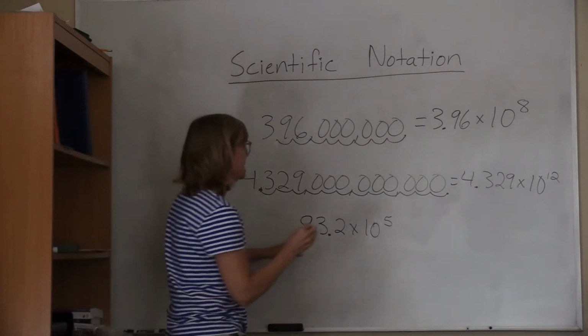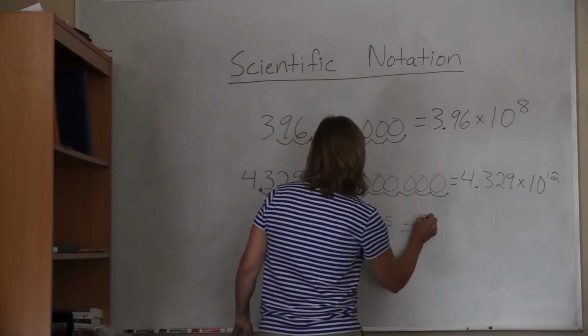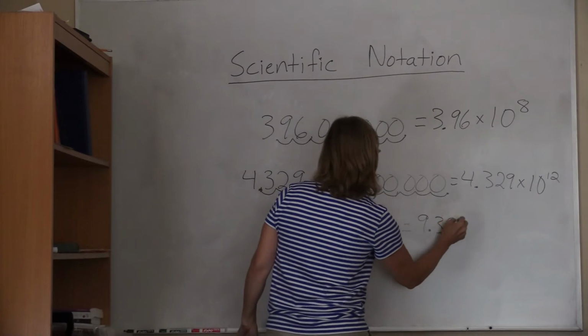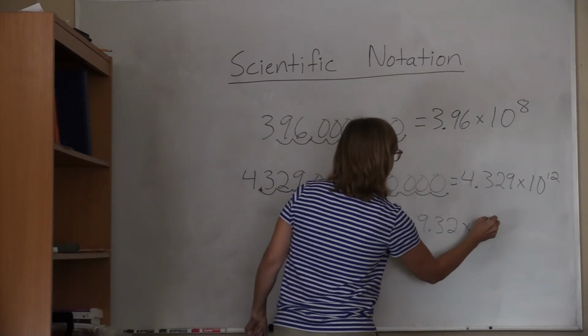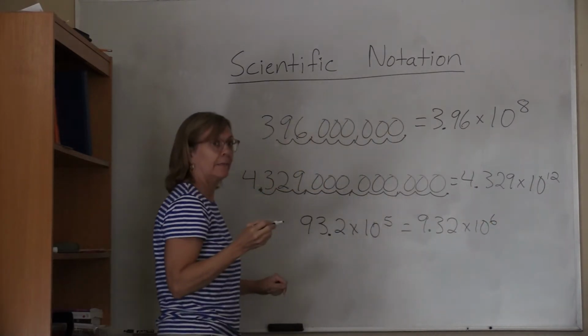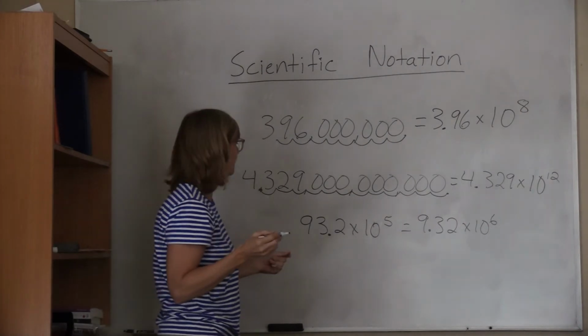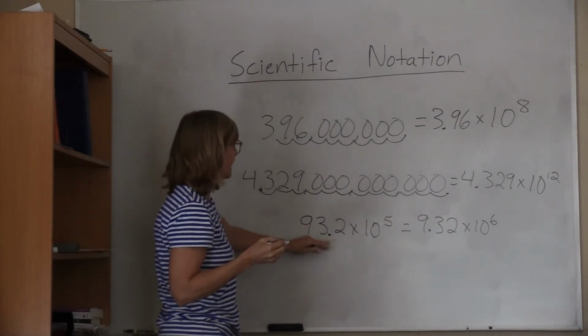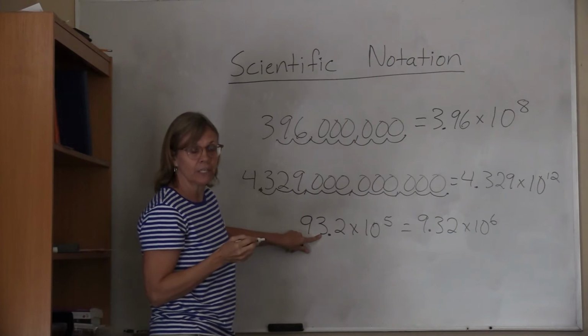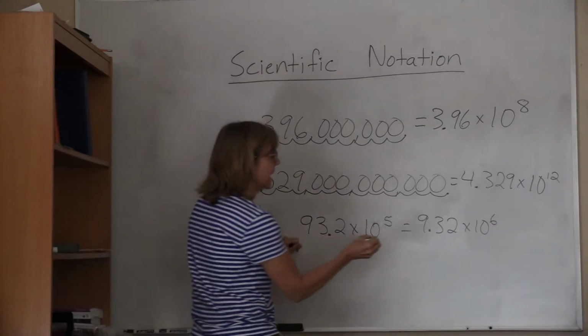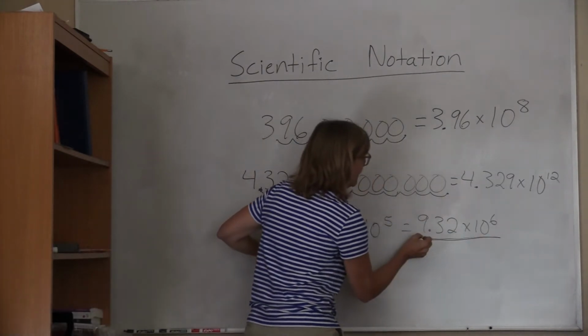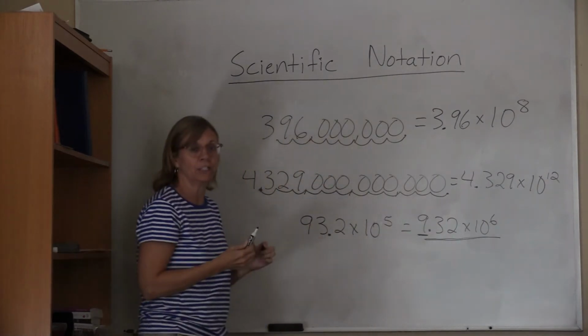I'll tell you, this number is the exact same thing as 9.32 times 10 to the 6th. They equal the same thing. You could try it on your calculator. But the key thing is, this is not in scientific notation. If they ask for my answer in scientific notation, it must be like this, with only one digit to the left.